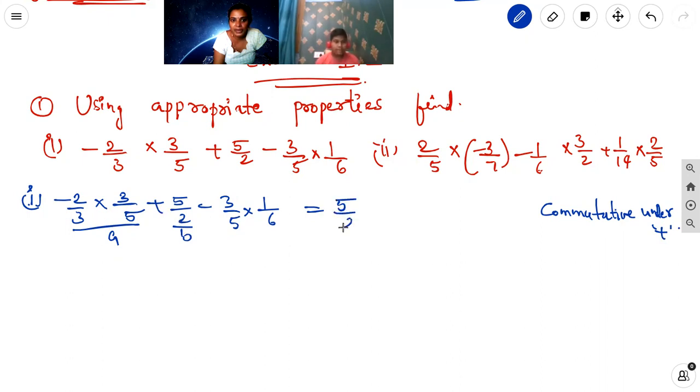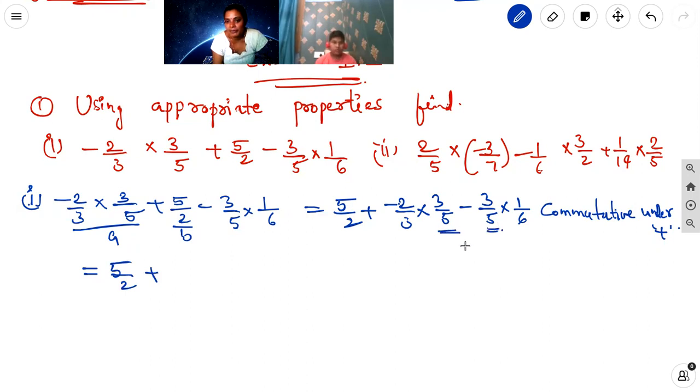So 5 by 2 plus minus 2 by 3 into 3 by 5 minus 3 by 5 into 1 by 6. It is equal to 5 by 2 plus, in this, 3 by 5 is taken common.